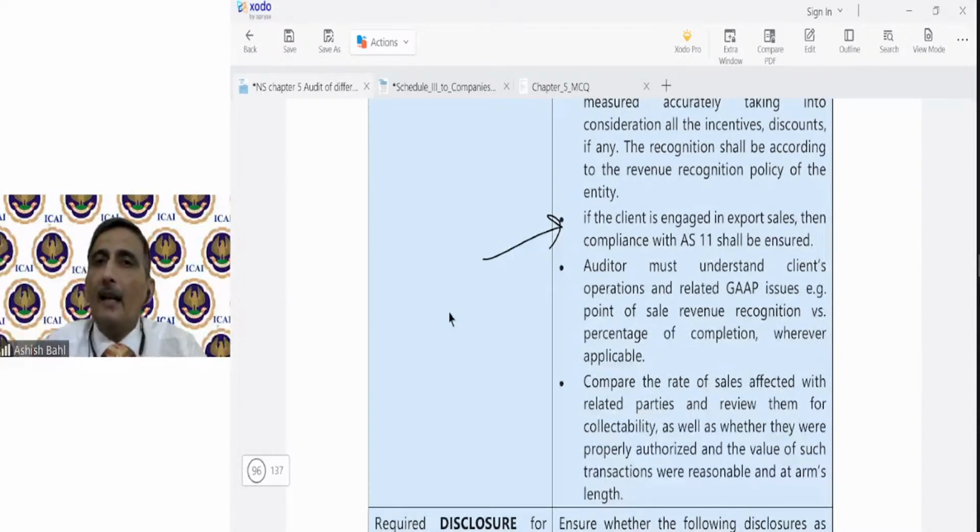So obviously, if the sales are being made in foreign currency, then these have to be valued in accordance with AS11 for giving effect to change in exchange rates. So this is one of the points which fits in many items. Okay.